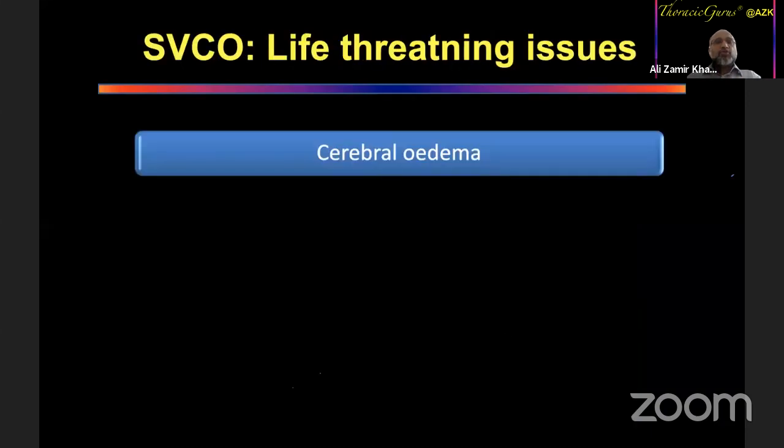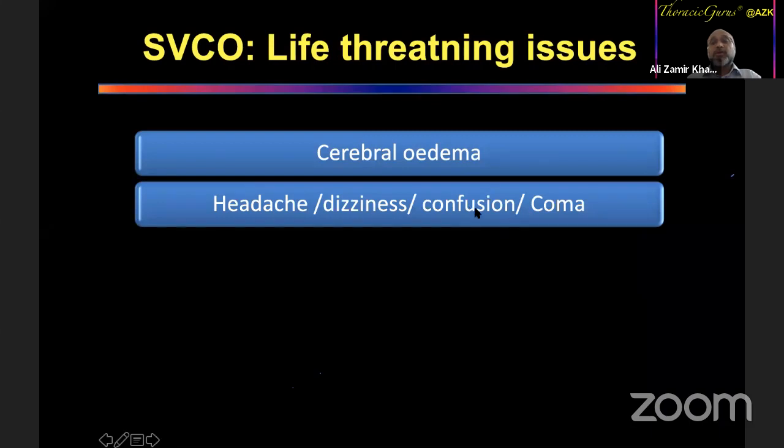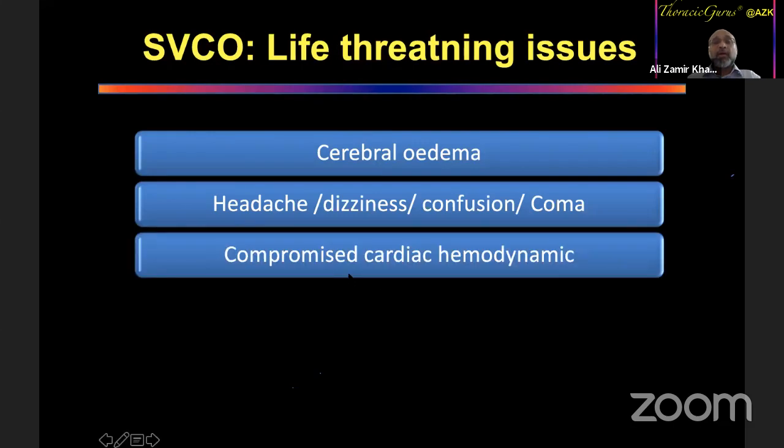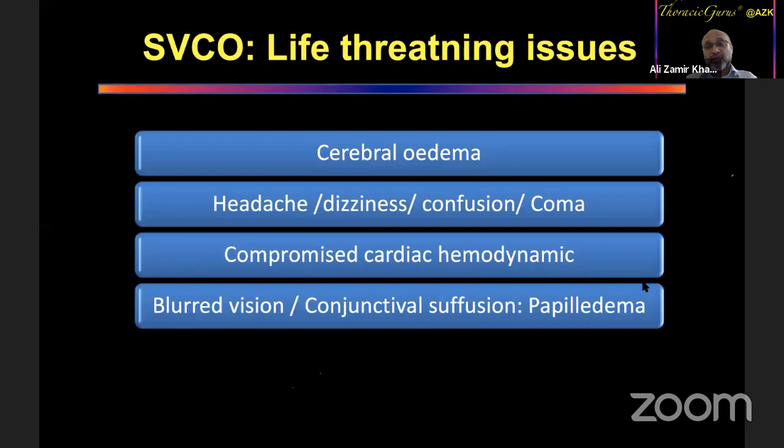So what are the life-threatening issues with SVCO? The life-threatening issues are cerebral edema, really problematic because the patient can go into confusion and coma. And that is a real, real problem. But the beauty is you reverse the SVC obstruction with a stent and a lot of this improves quite dramatically. Again, the cardiac component can be compromised. You can get a hemodynamic compromise very quickly with the cardiac component, and that's not very good for the patient. So as you can see, they can be very, very severe things.